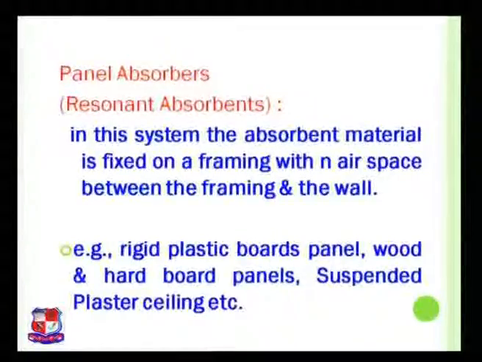What do you mean by suspended plaster ceilings? You have seen many times that on the ceiling surface many plaster boards are suspended. Those plaster boards are used to absorb the sound energy or extra sound. Let us move towards the next point.